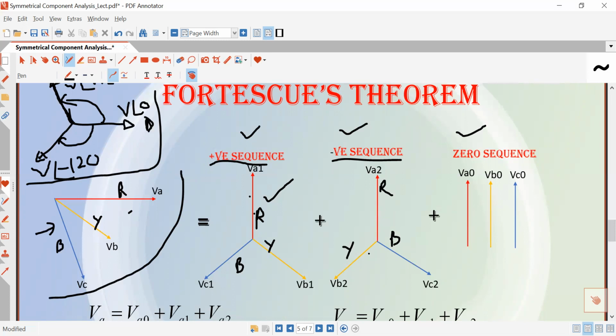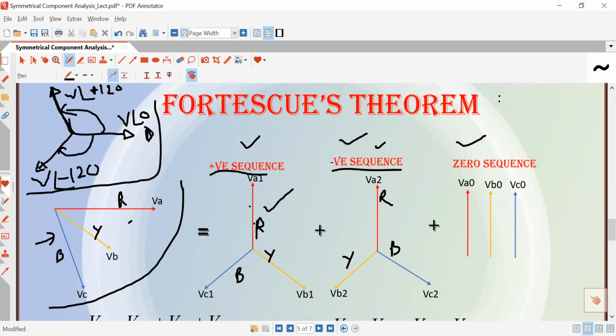Here the phase sequence is RBY. It is not the same as the original phasor, but in opposition to the original unbalanced phasor. So that is why this is called the negative phase sequence component. You must remember, for a three-phase system, only two phase sequences are possible if you take R as reference. One is RYB and another one is RBY.